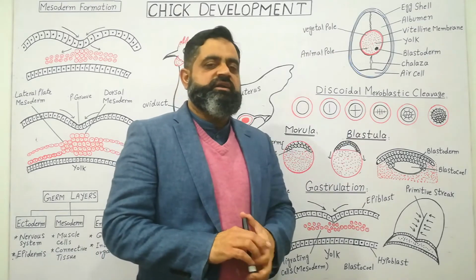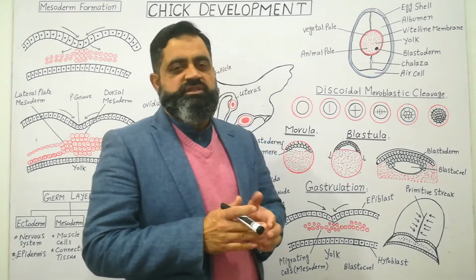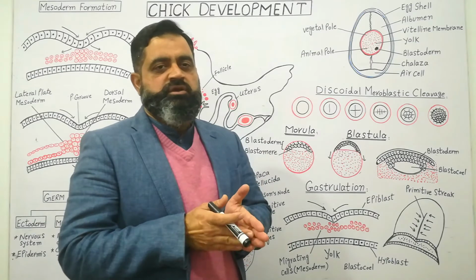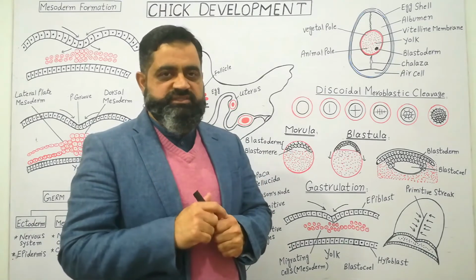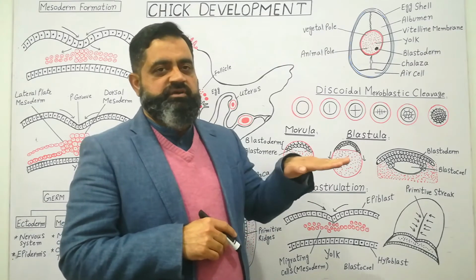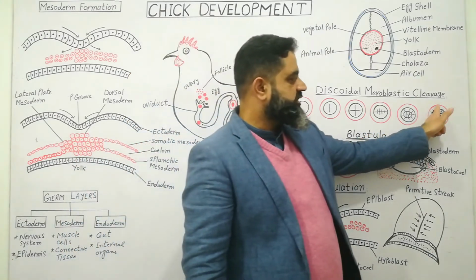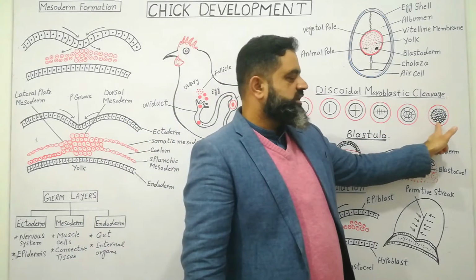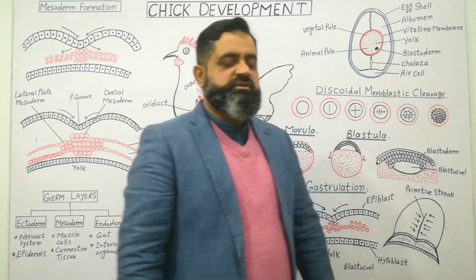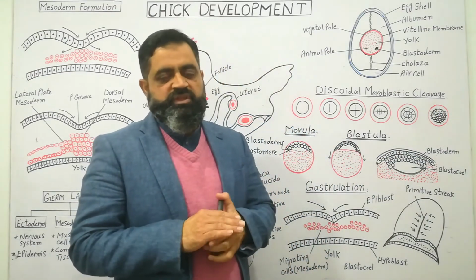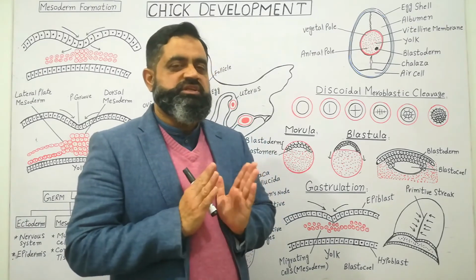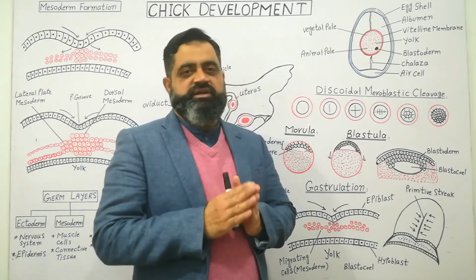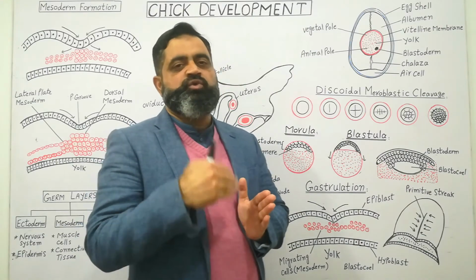And after that, after random division, many cells are produced on the surface of the yolk in the form of a disc which has been separated from the yolk and is present on the surface of the yolk. Now this disc is known as the blastoderm, and the process of cleavage has been completed. So in this first step, the cell divides by mitosis from one into many cells.